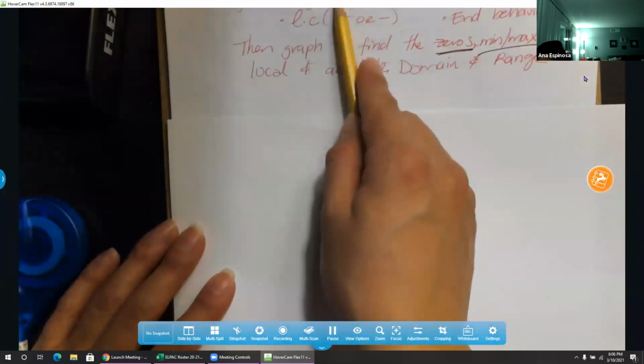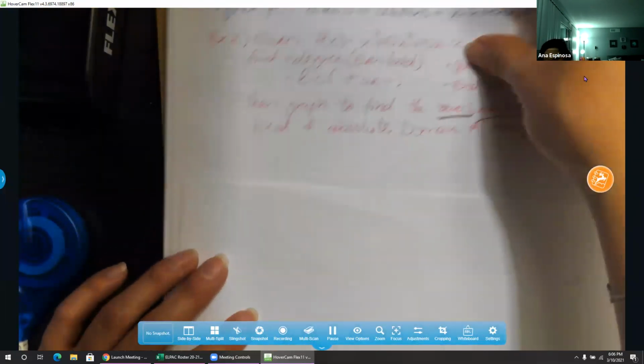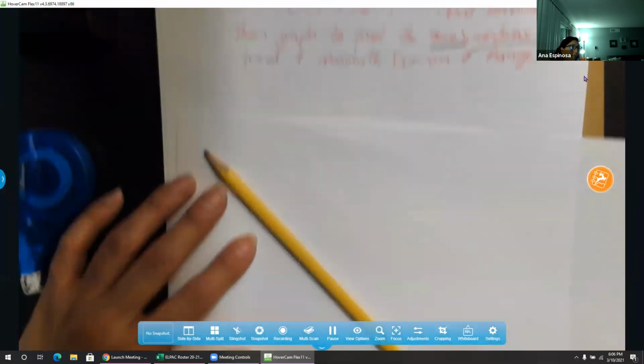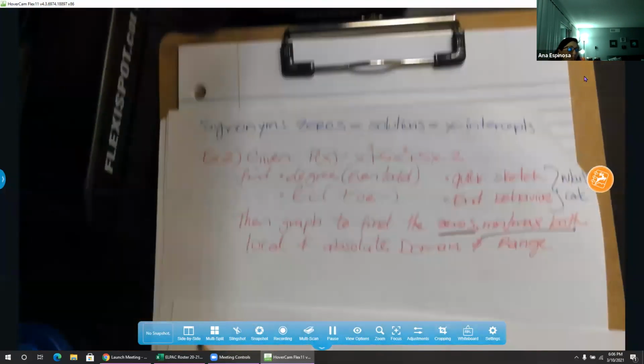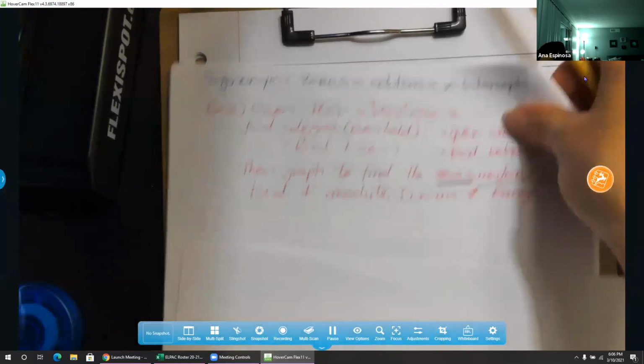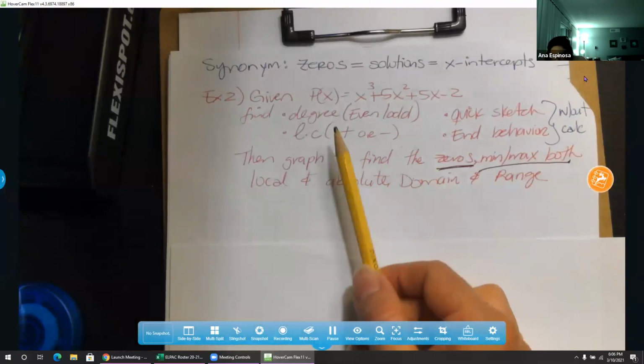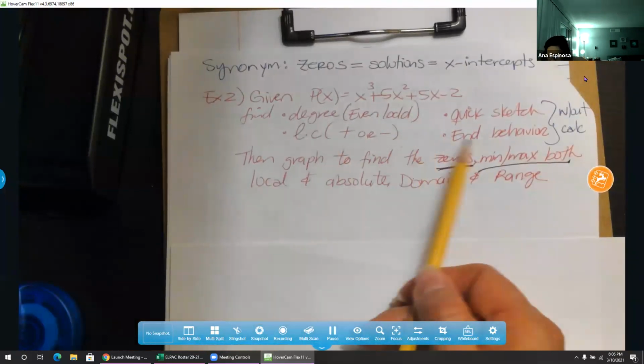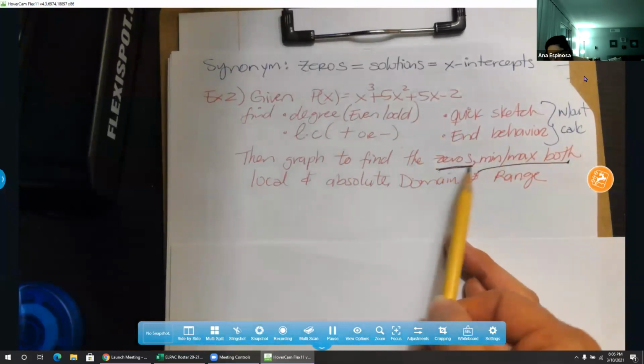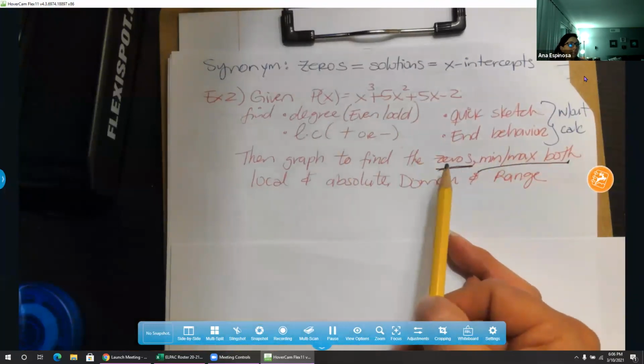All right, so given this function, find the degree, even or odd, leading coefficient, and a quick sketch. Here, it's basically exactly the same thing. The only new thing I add is the zeros.